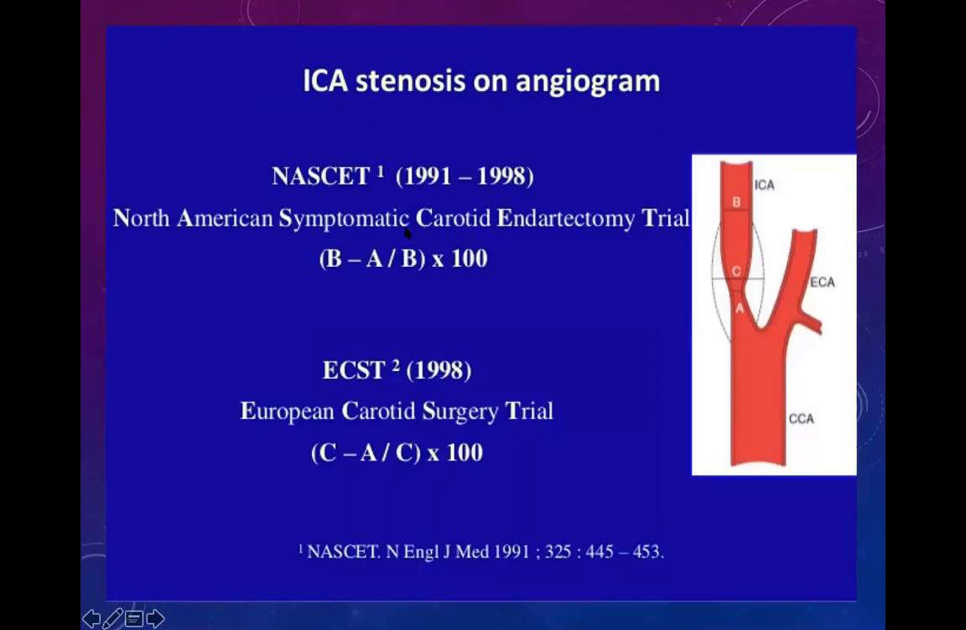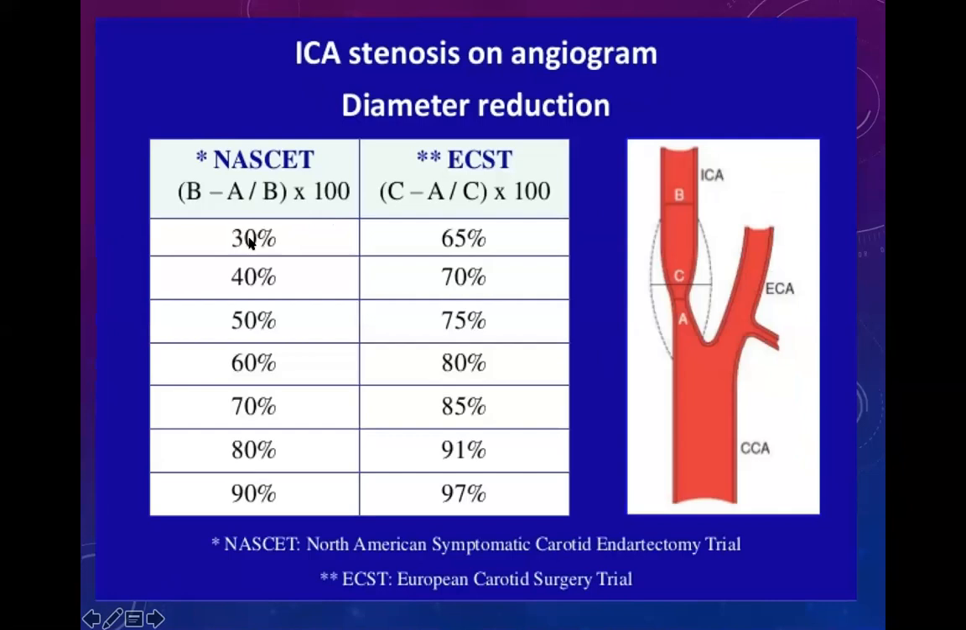So what are the ICA stenosis criteria? Just a mention, because this is quite an old thing that we are still following at some centers, because countries have their own reporting parameters. NASCET and ECST: this is just the basics. NASCET, from 91 to 98, took into account the normal region of the carotids for the formula B minus A upon B, while ECST took the stenosed area into account, wherein it was C minus A upon C. The difference between them was that if NASCET was 30%, ECST was 65%, and 40% corresponded to 70%. As we go higher, ECST will always be higher than NASCET because it is related to the stenosed segment rather than the normal segment.